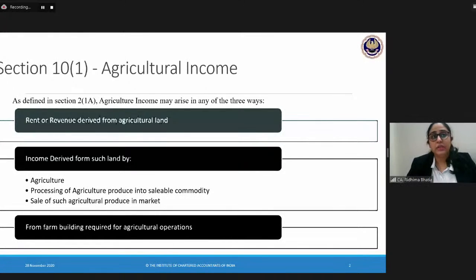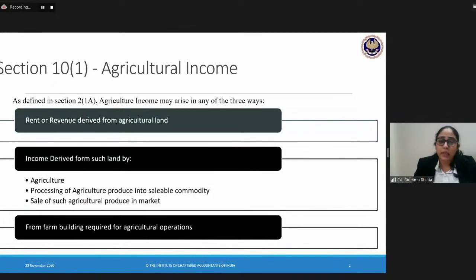So agricultural income, when I say, what do you understand by it? Agriculture, we understand that there is some agriculture activity. Just planting is not agriculture. The planting which you do at your home is not agriculture. By agricultural income, we have to first understand what section 10 subsection 1 says, and then we'll move slowly with all the examples covered.